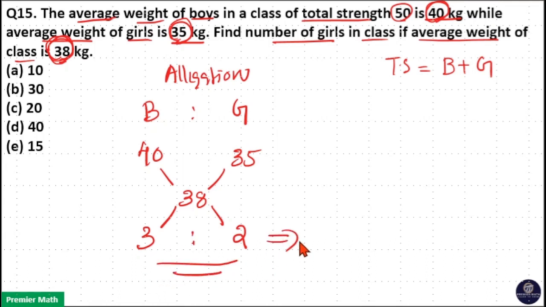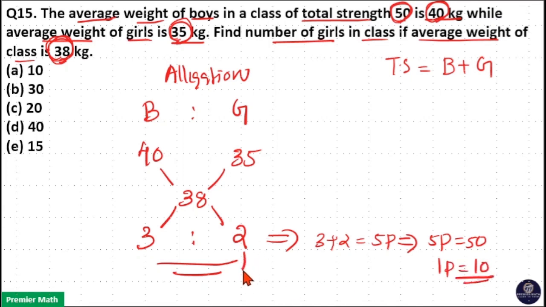That is here 3 plus 2 is 5 parts. The total number of students in the class is 50. That is 5 parts is equal to 50, which means 1 part is equal to 10. If 1 part is 10, we need to find the number of girls. That is 2 parts is the number of girls. 2 parts is 2 into 10, 20. So option C is your answer.